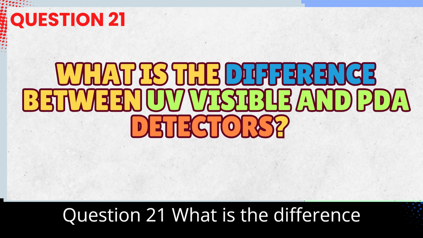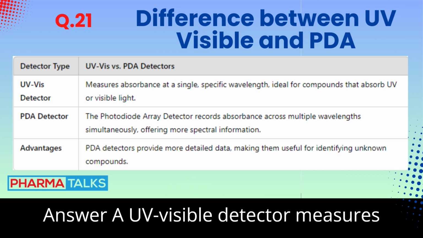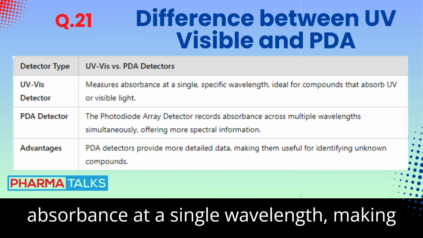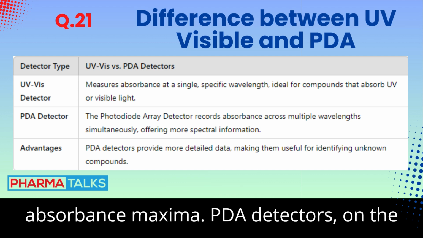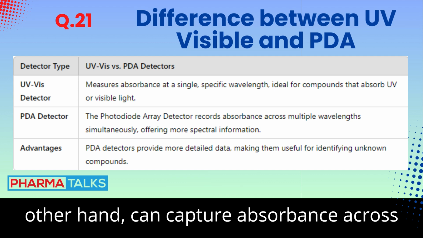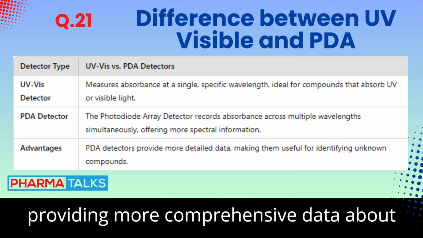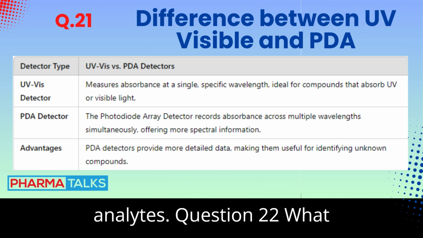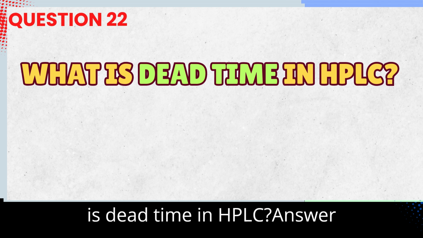Question 21. What is the difference between UV-Visible and PDA detectors? Answer. A UV-Visible detector measures absorbance at a single wavelength, making it ideal for analytes with known absorbance maxima. PDA detectors, on the other hand, can capture absorbance across a range of wavelengths simultaneously, providing more comprehensive data about analytes.